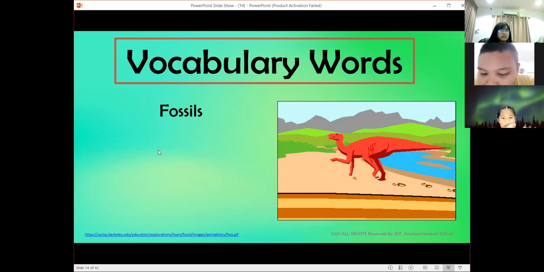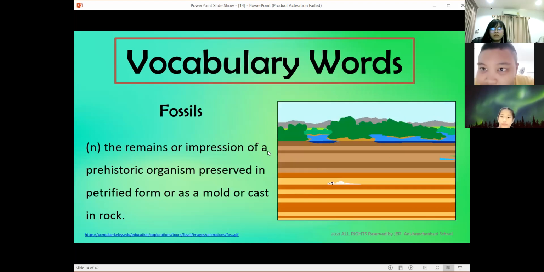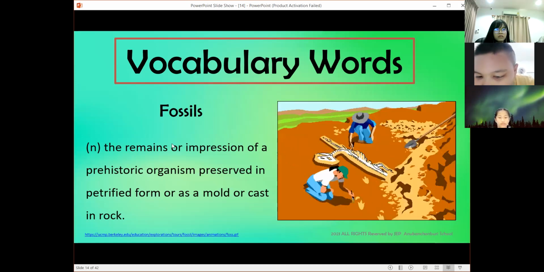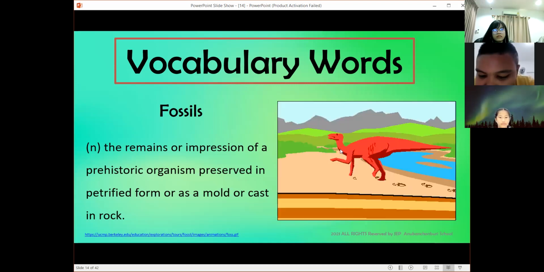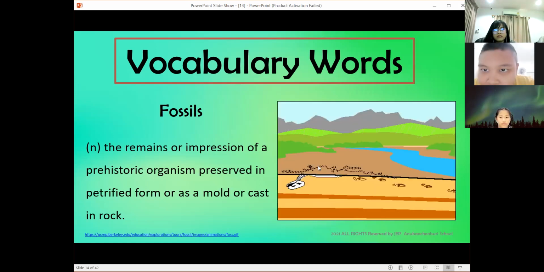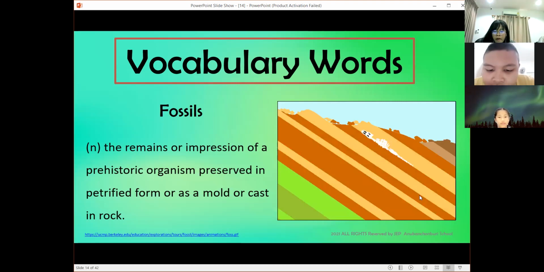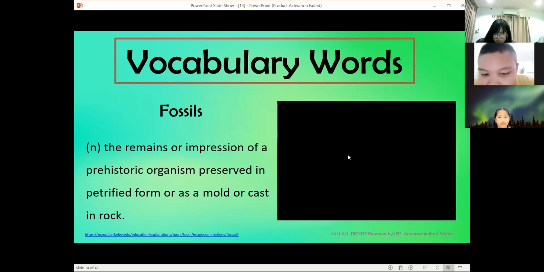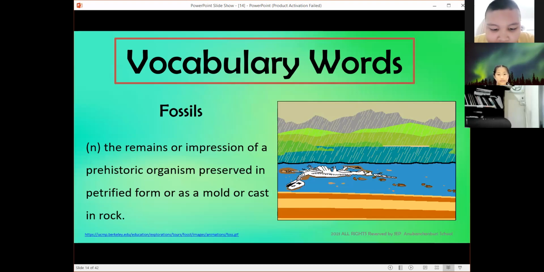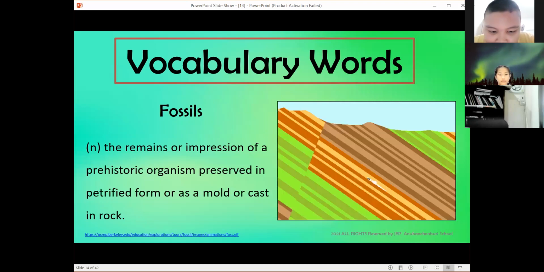Okay, so the next word here is fossils. Fossils are the remains or impression of prehistoric organisms preserved in a petrified form or as a mold or cast in a rock. So you can see here a T-Rex. Is this a T-Rex? Yeah. So when the T-Rex died, its bones went down to the deep part of the soil, and maybe there was an earthquake or something, and then it became a mountain, and there archaeologists or geologists found a rock that contains the bone of the T-Rex. So that bone of the T-Rex is what we call a fossil.